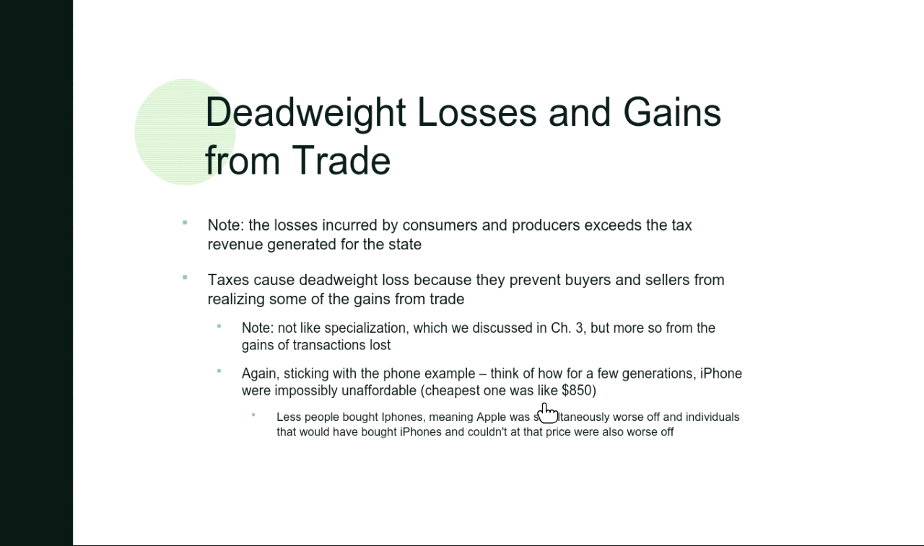Fewer people bought iPhones, which means there was less surplus for people purchasing iPhones, meaning Apple was simultaneously worse off, and individuals that would have bought iPhones but couldn't at those prices were also worse off. And so Apple re-released more affordable phones to fill out their line to ensure that people who want to own an iPhone can have an iPhone.